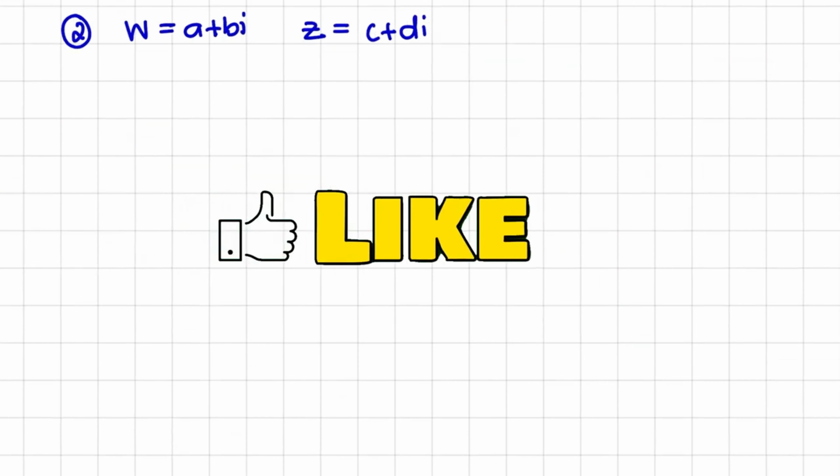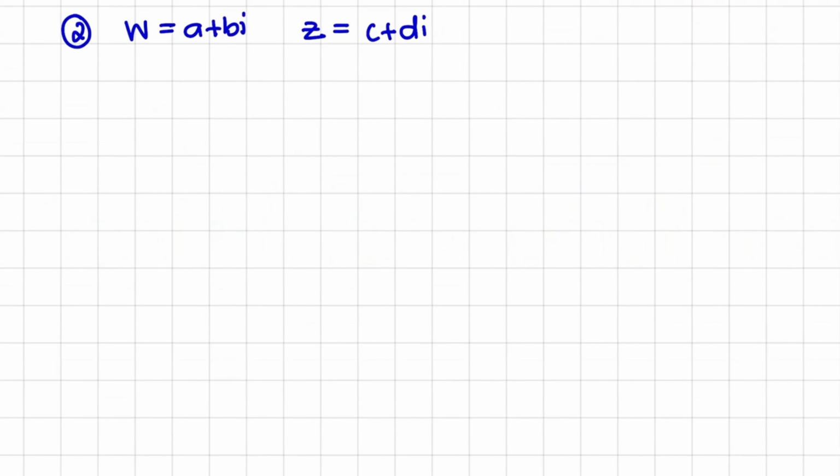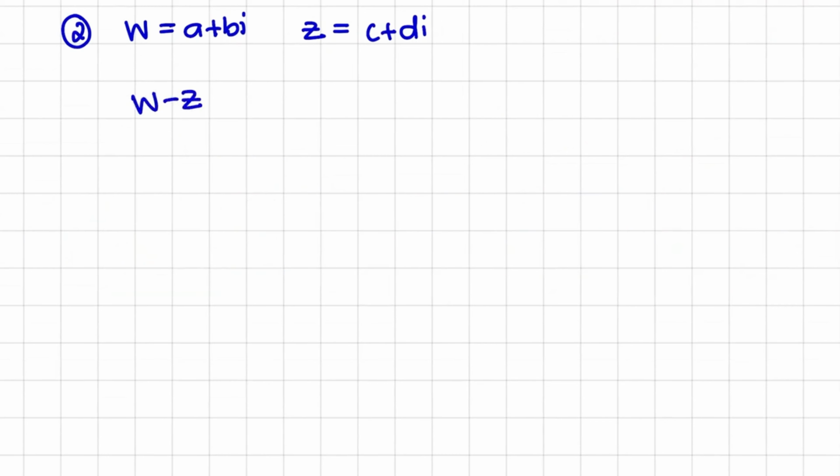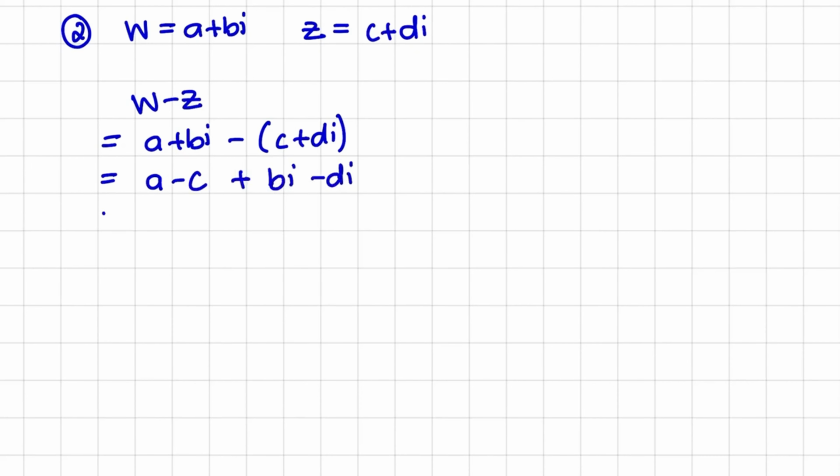In our second example, again, we have W and Z as complex numbers, and now we will subtract them from one another. So that will be a plus bi minus, in brackets, c plus di. And when I simplify, I have a minus c plus bi minus di, or we could say (a minus c) plus (b minus d)i.